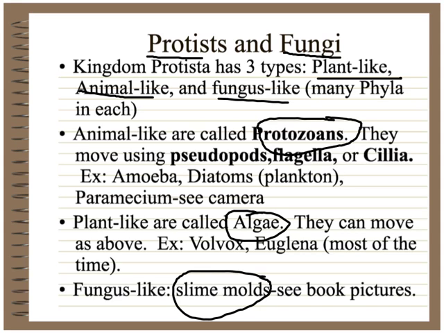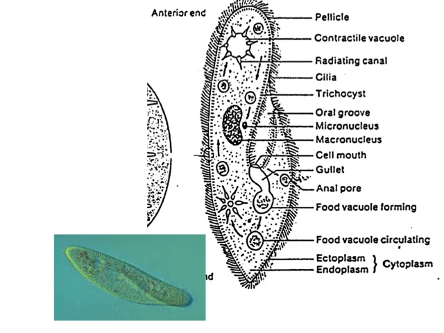In terms of how they move, you've got three methods of movement. You've got pseudopods, flagella, and cilia. So let's look at each of these individually. Alright, the first kind of movement is cilia, and we've talked about this before. These are these little hairs that surround the organism, okay, and these beat to allow the organism to move.